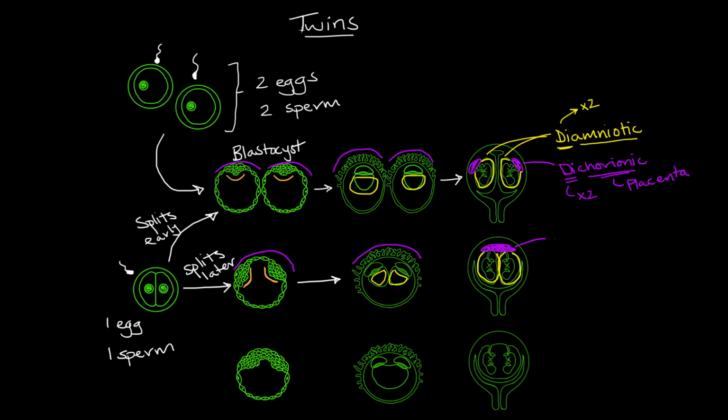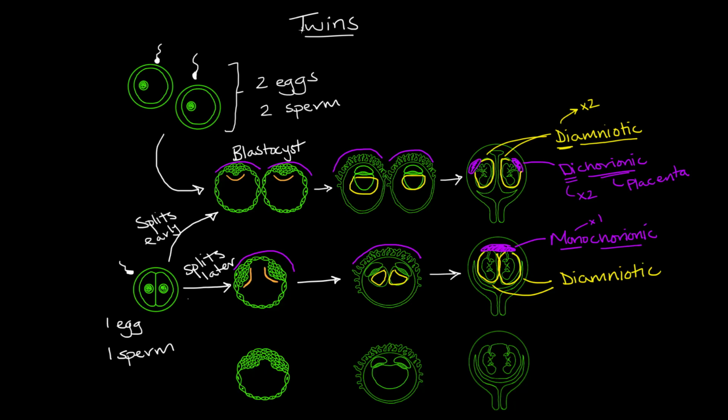So this would be mono. Mono means one. So mono means times one. Monochorionic. So one placenta. But again, we still have two different amniotic sacs, so this would be diamniotic. Okay, so these twins would be called monochorionic diamniotic or diamniotic monochorionic.